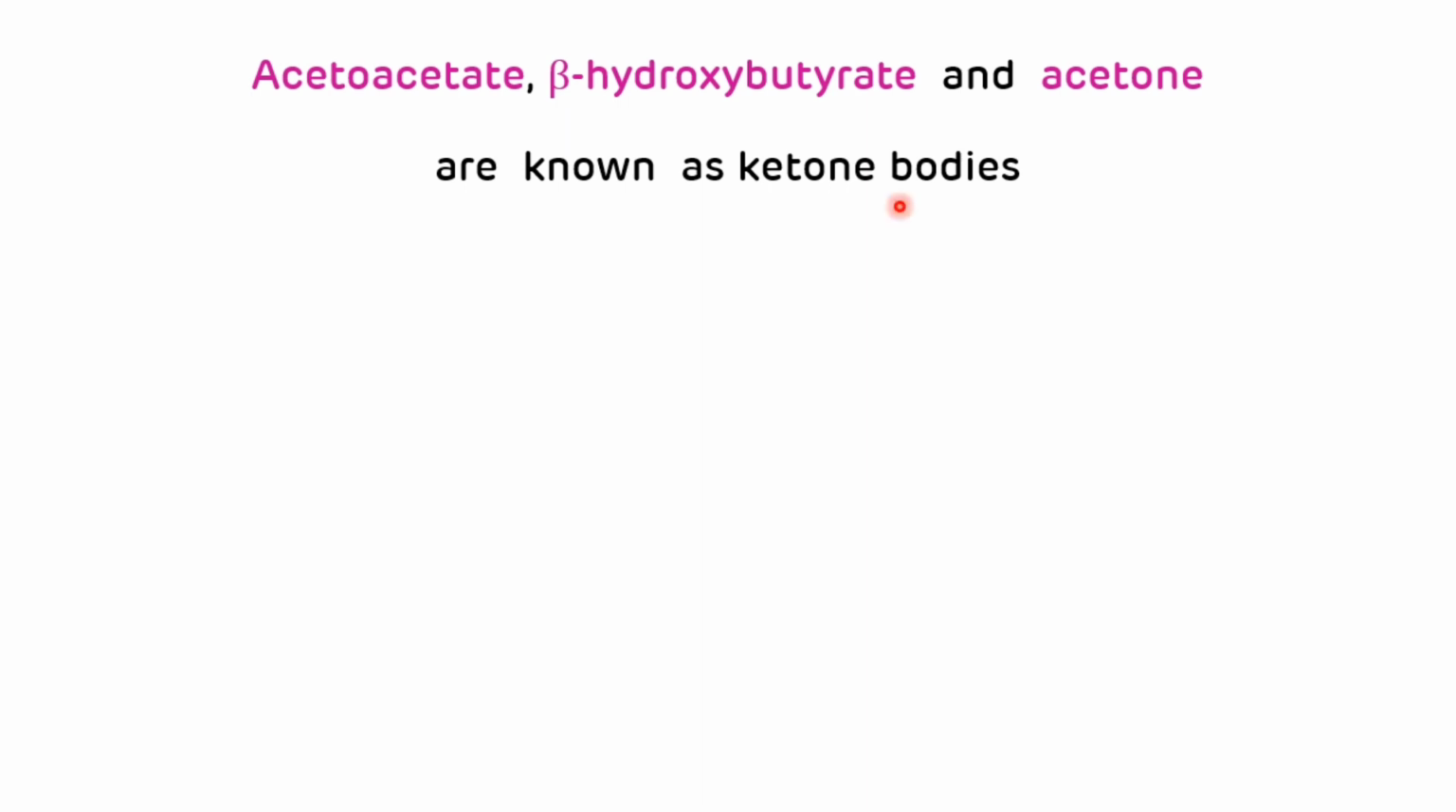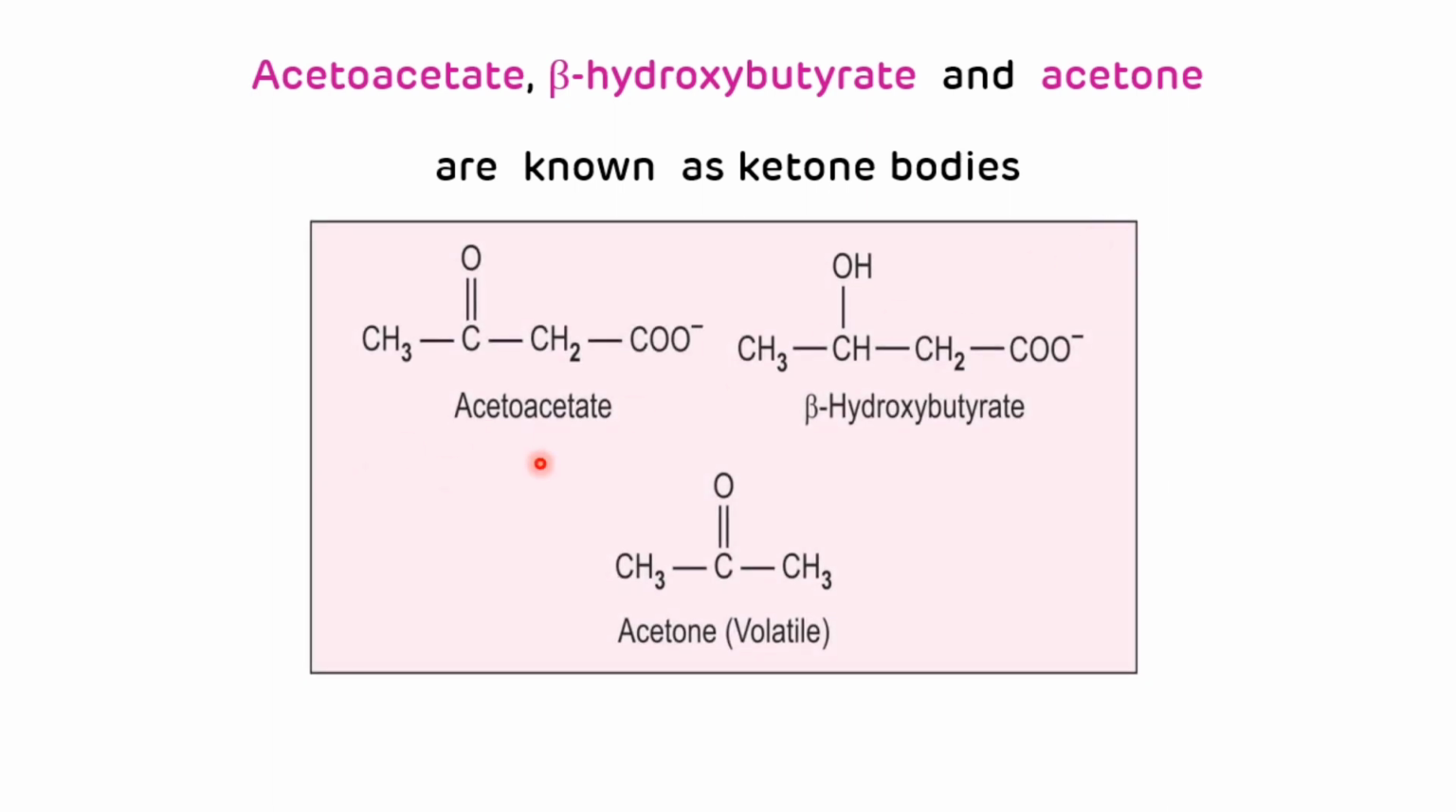Acetoacetate, beta-hydroxybutyrate, and acetone are known as ketone bodies. Among these three, acetoacetate is the primary ketone body, and beta-hydroxybutyrate and acetone, which is a volatile one, are known as secondary ketone bodies.